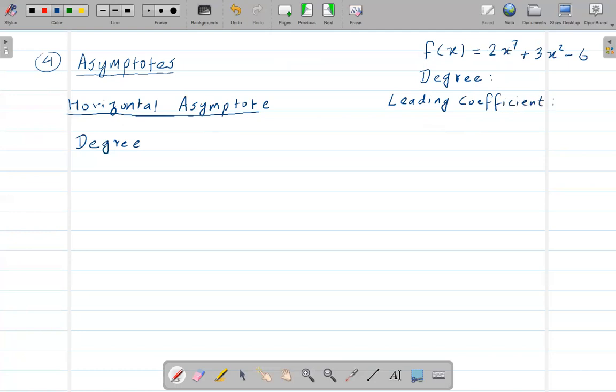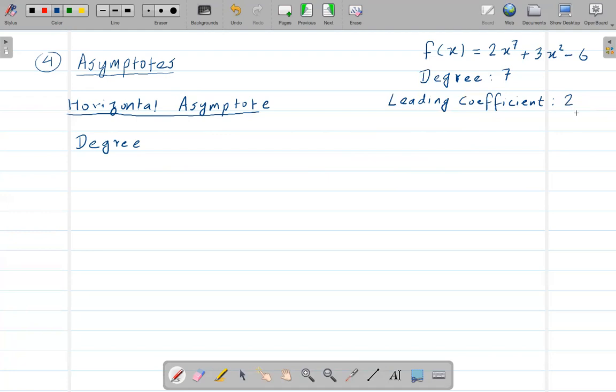Okay, so the degree means the highest power we have in this function. We can easily see here that the highest power is 7, right? So the degree is going to be 7. And the leading coefficient means the coefficient of the term which has the highest power. This term has the highest power, 7, so the leading coefficient of this term here is 2. So that's why the leading coefficient is going to be 2.